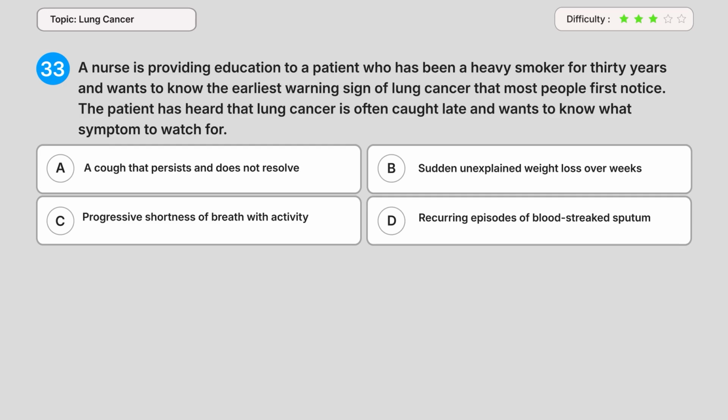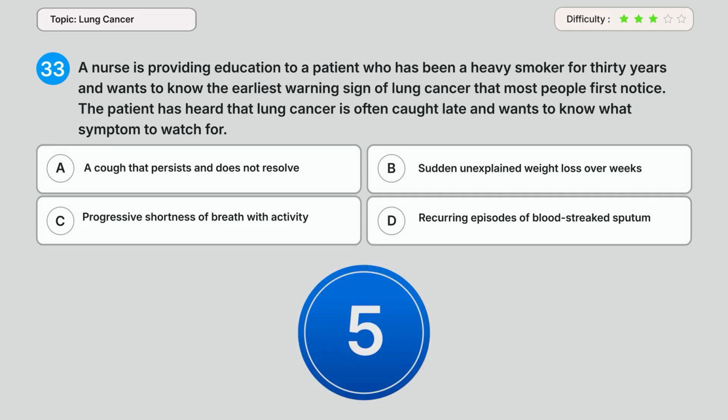A. A cough that persists and does not resolve. B. Sudden unexplained weight loss over weeks. C. Progressive shortness of breath with activity. D. Recurring episodes of blood-streaked sputum. Do you know the answer?